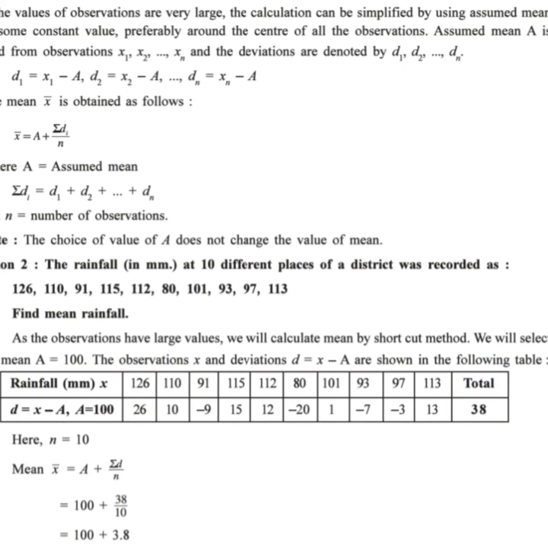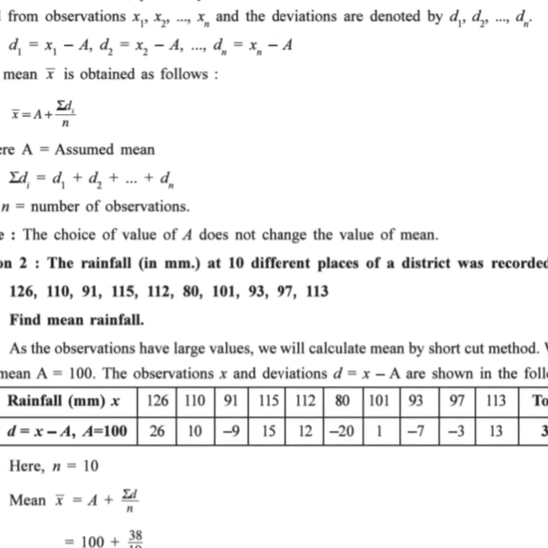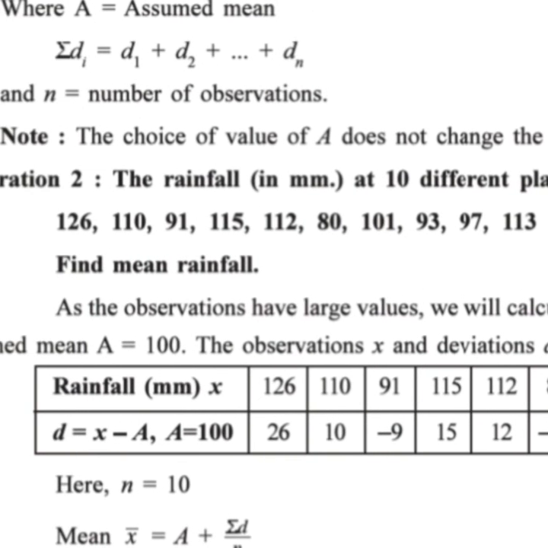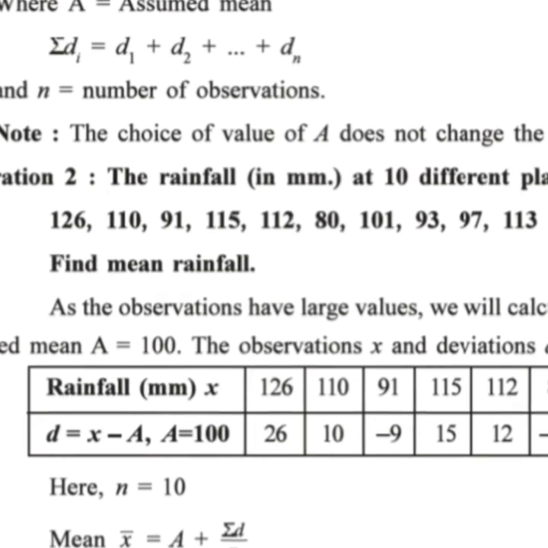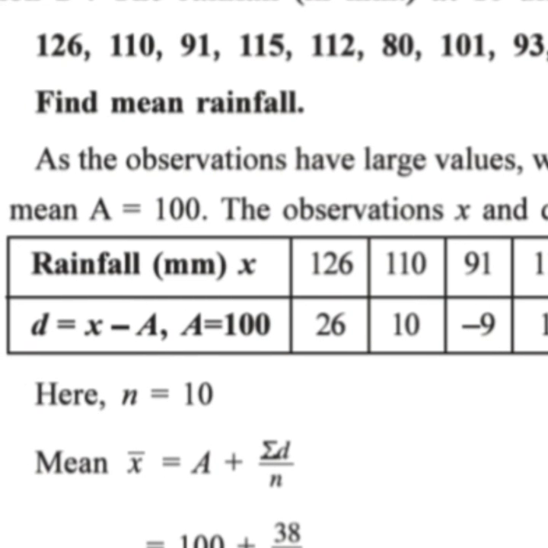Now it is time to find the mean by the shortcut method. Here n is 10, because they have given the rainfall of 10 different districts. The formula for mean by the shortcut method is x bar equal to a plus sigma di upon n. We have taken the assumed mean as 100, so here you have 100. Sigma di is 38, and n is 10.